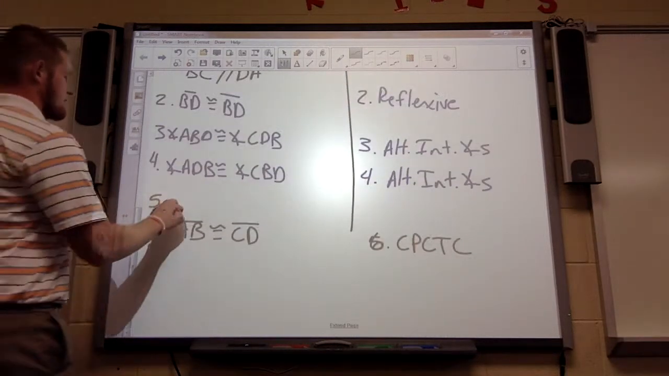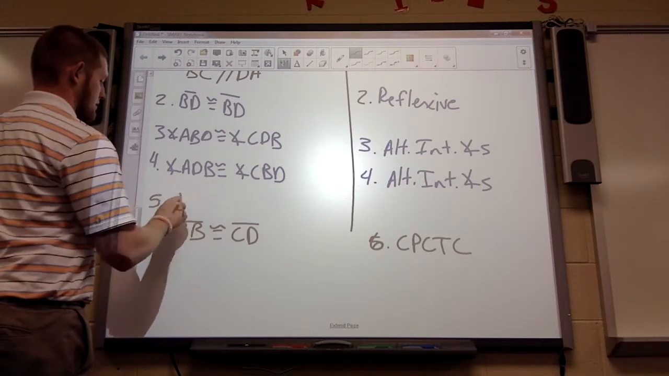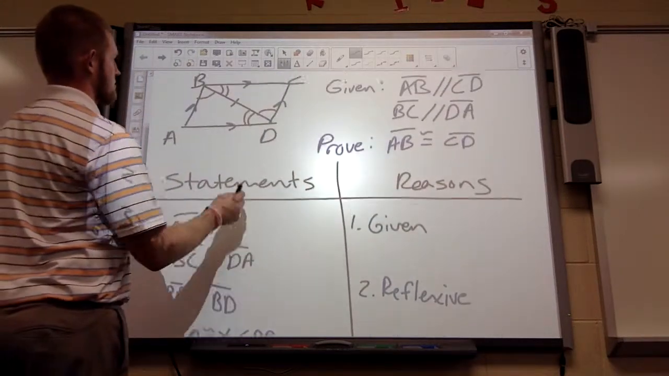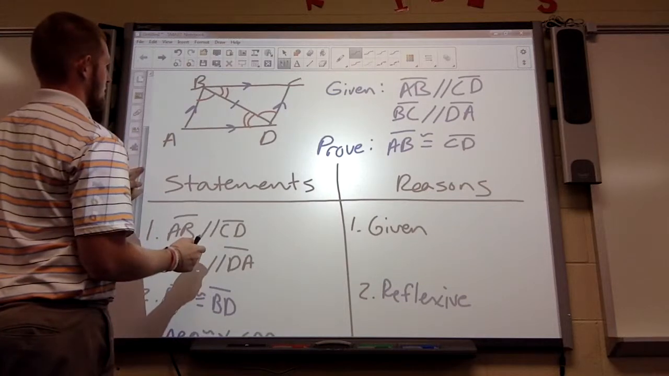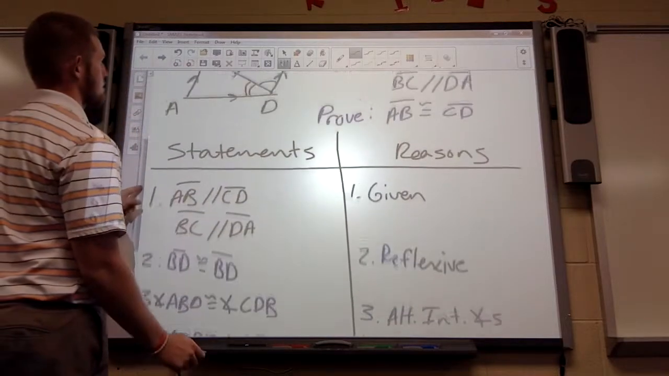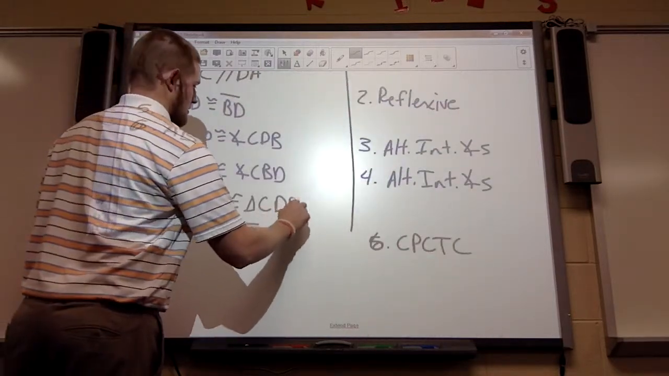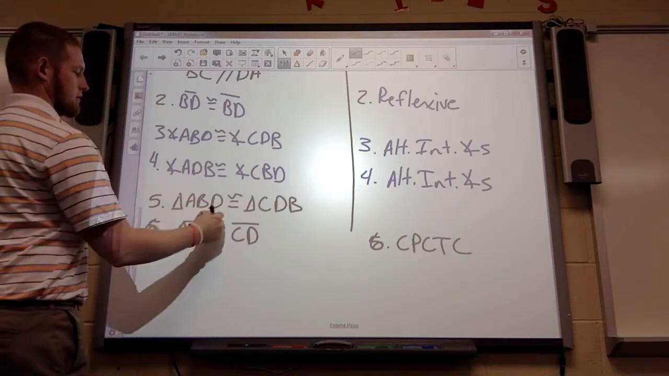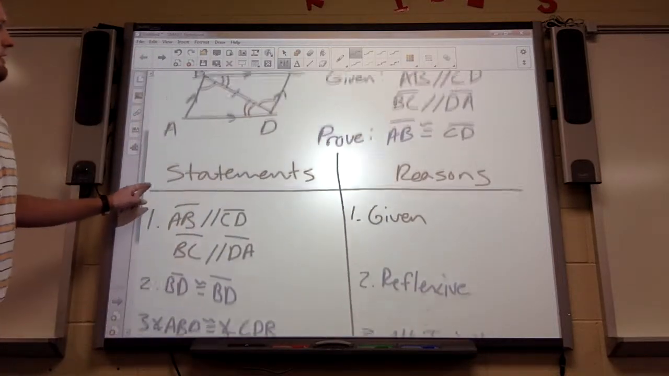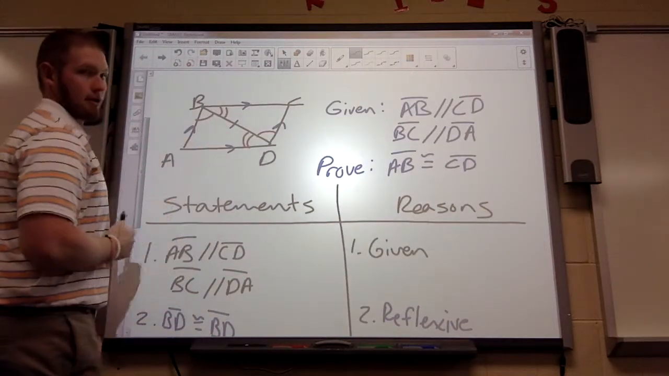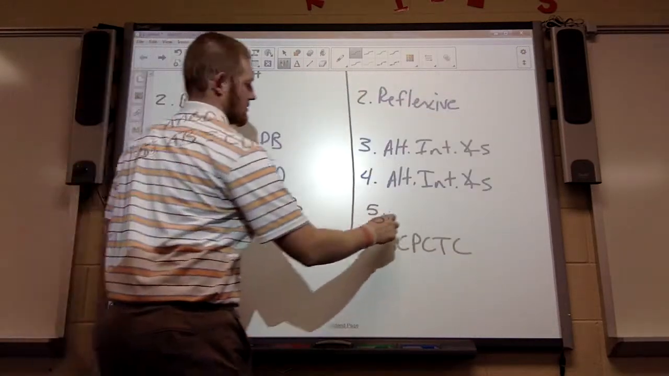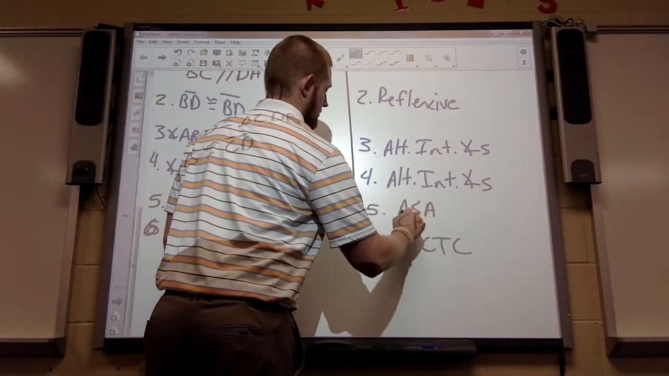Let's say triangle ABD is congruent to triangle CDB. Okay, make sure that the parts of your triangles are corresponding. And we did that because of angle, side, angle. Notice I had an angle, a side, an angle. So we did that because of angle, side, angle.